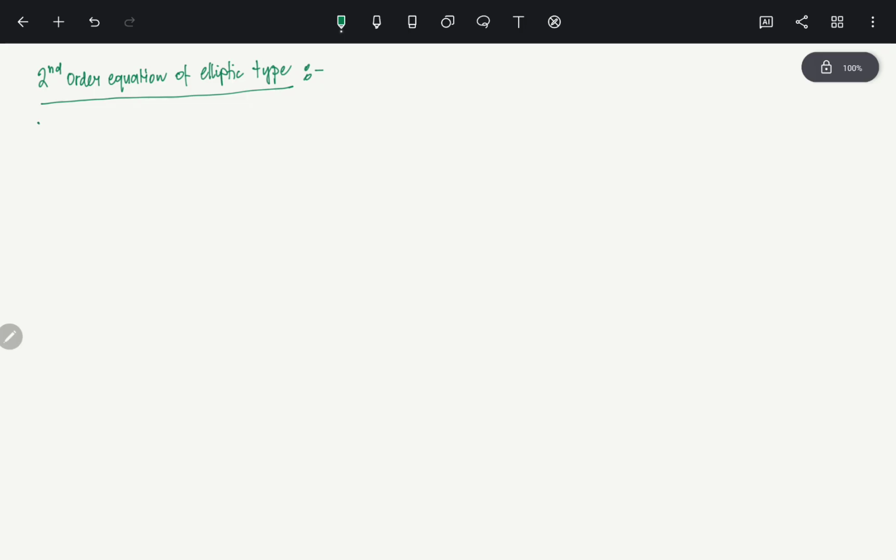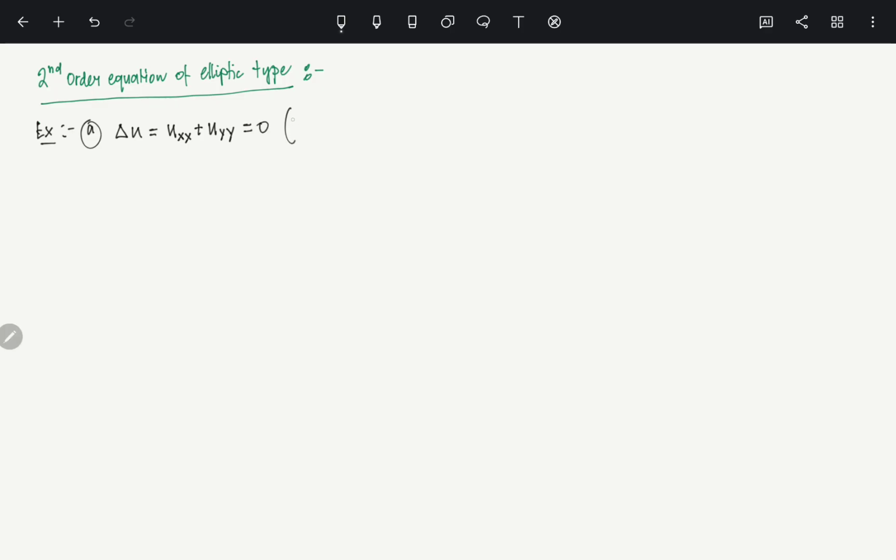First of all, start with an example. The first example is the Laplace equation. Yes, if you remember the Laplace equation. See, there are two ways of writing it. Mathematicians generally write it like Laplacian of u. In 2 dimensions I am writing it as u_xx plus u_yy equals 0.